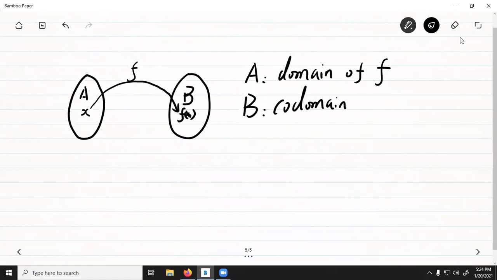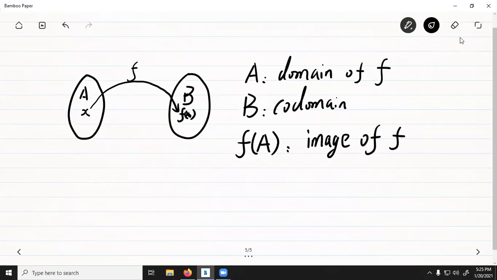What about all the images of this set A? For each element in A, we have some image f of x in B. If the elements run through this whole set A, then you have many elements in B, right? The collection of these elements is called f of A. This is called the range or the image of f, or the range of f.